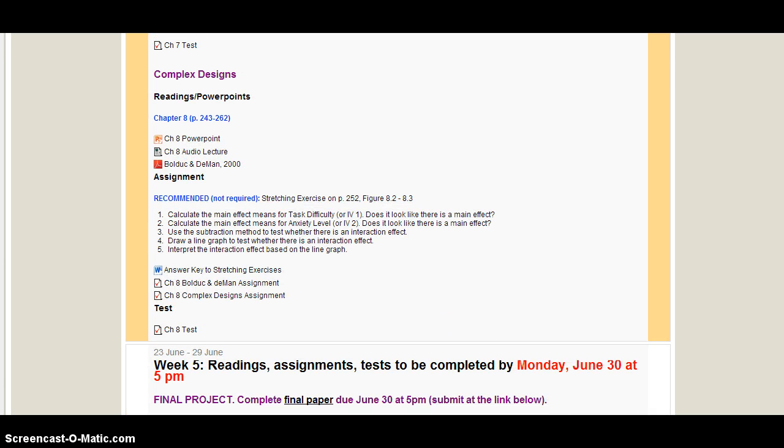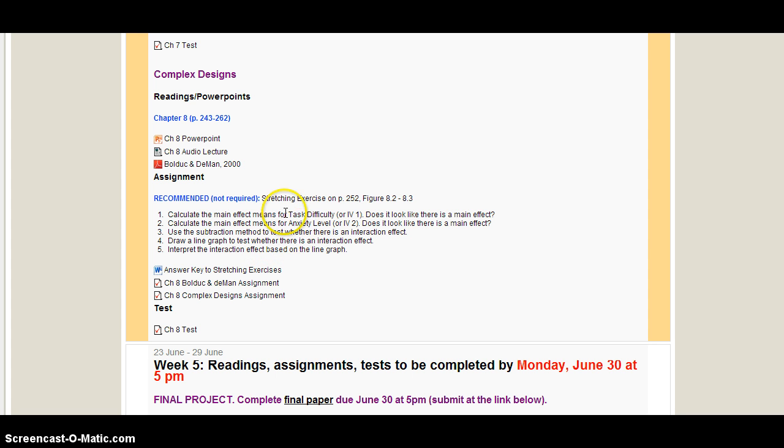For Chapter 9, in complex designs, it's a really challenging chapter. So there's a bit of data manipulation that you're going to need to do in looking at main effects and interactions. There are some really great practice exercises to help you with this on page 252 of your book. I strongly encourage you to do these as practice, and I've posted an answer key right here for you to check those on your own. So you'll want to answer these 5 questions for each of the examples.